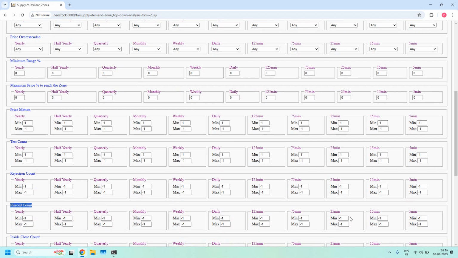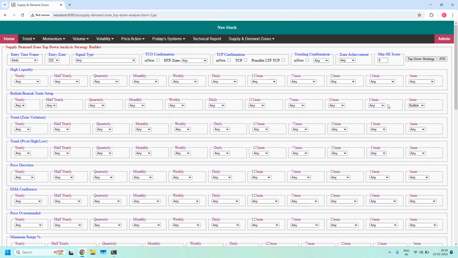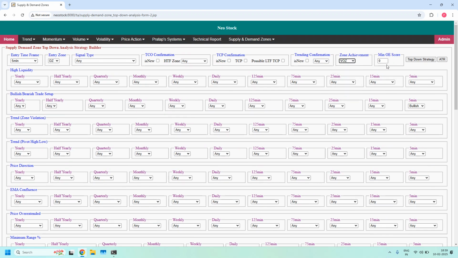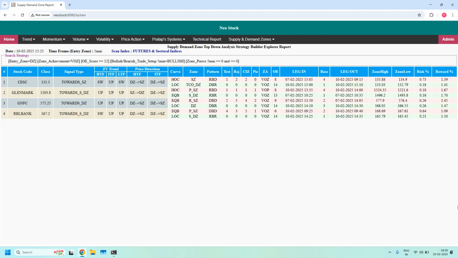So in the pierced count at 5 minutes time frame, not 15 minutes, 5 minutes. 5 minutes time frame, minimum value should be 0, maximum value should be 0. Zone achievement VOZ, minimum order enhancer score 12. With these filters, we got 4 stocks. Currently, these 4 stocks are supporting bullish trade setup for hourly income trade, and entry time frame zones are 5 minutes.